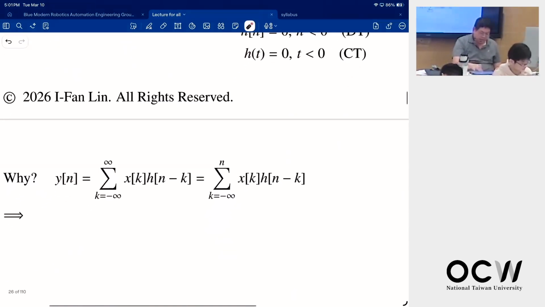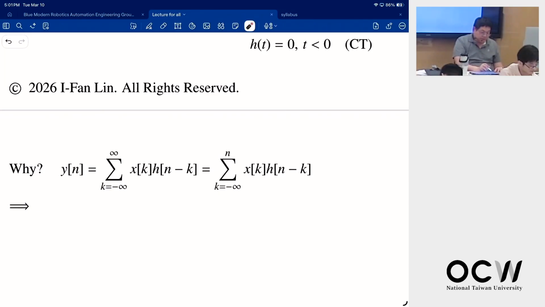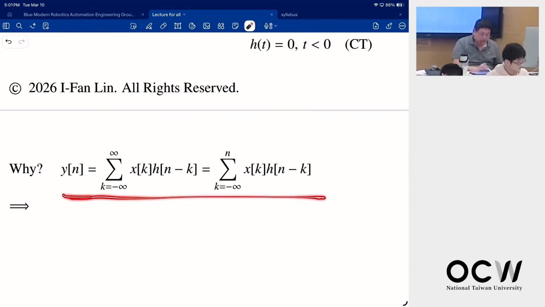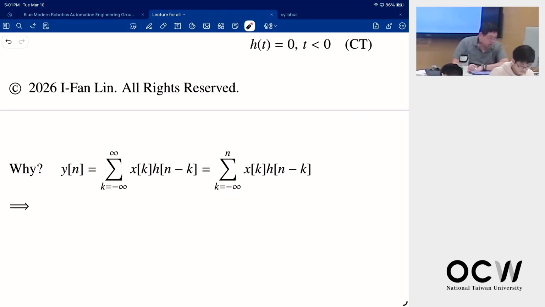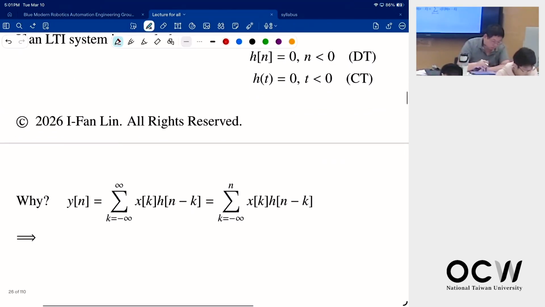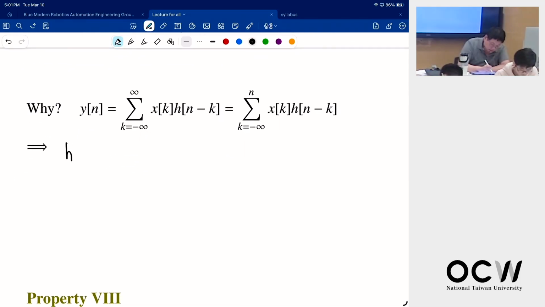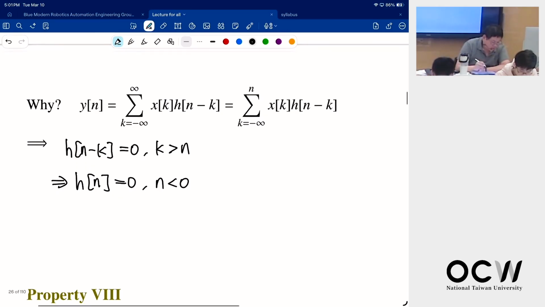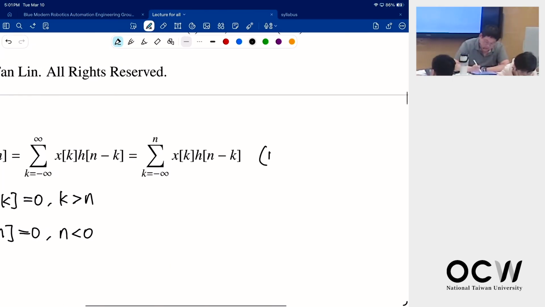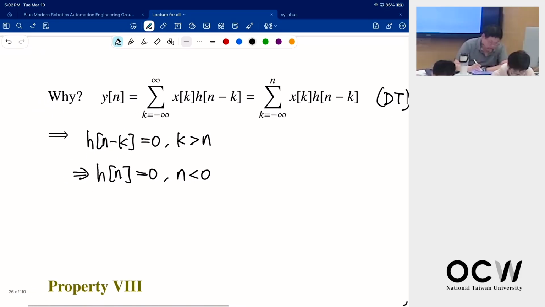Why? Let's see. For the discrete time case, okay, this is the output. Okay, we do the convolution. Okay, let's see when is h n minus k. This is 0 when k is greater than n. So h of n is 0. This is the discrete time case. Similarly for continuous time.